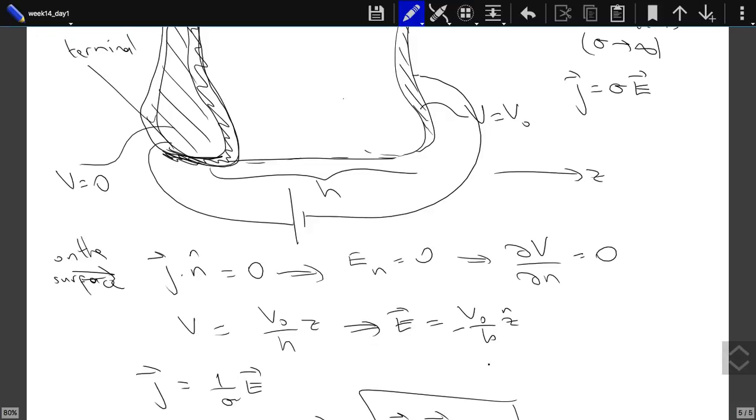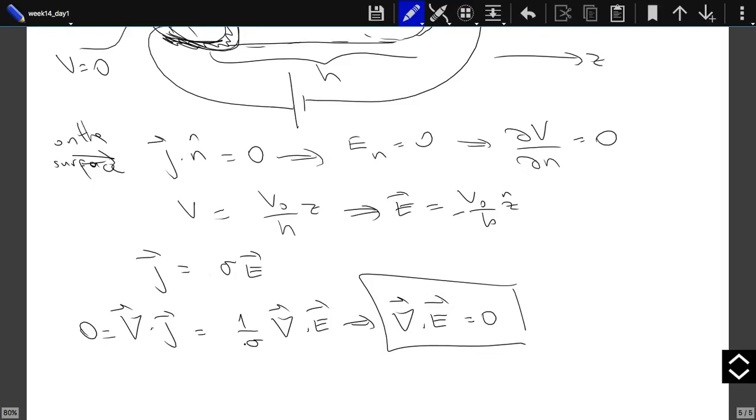Here you said J is equal to sigma E. Here you said J is equal to 1 over sigma. Where is this formula coming from? V is equal to V0 over H times? I made it up and then show that it is correct.